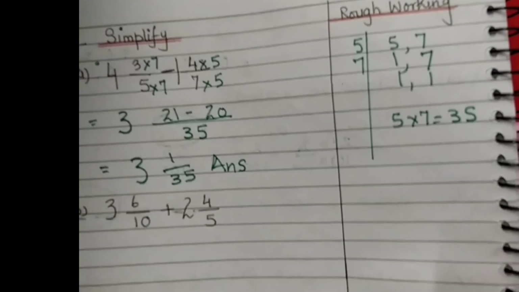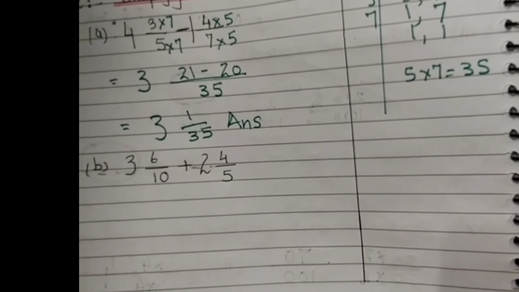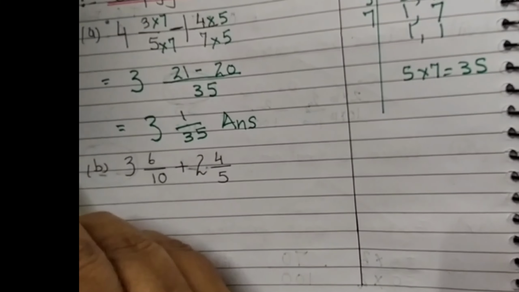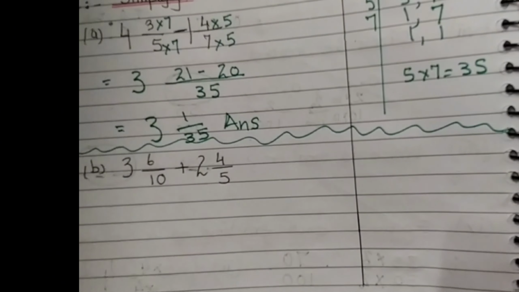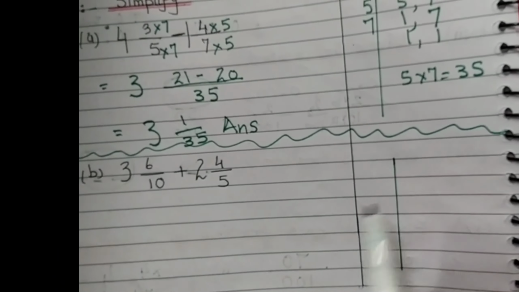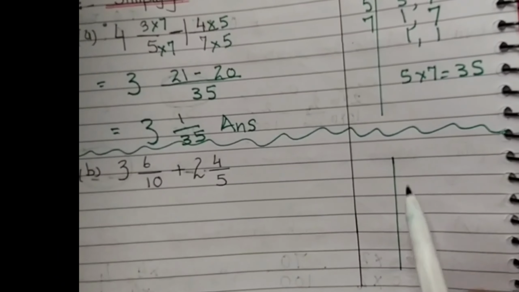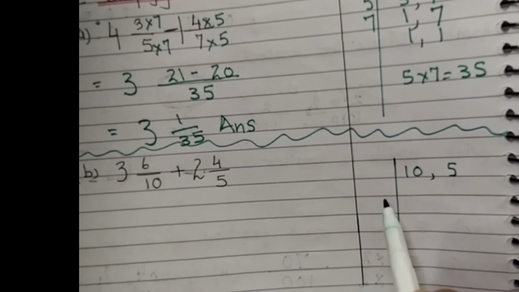It is so simple children, it was so simple. You only need to practice your LCM along with this, and also remember to learn your tables well. If you don't know your tables, you are in trouble there. Anyways, moving on to the next part, we have again two different denominators. What do we do when we have two different denominators? We find the LCM.